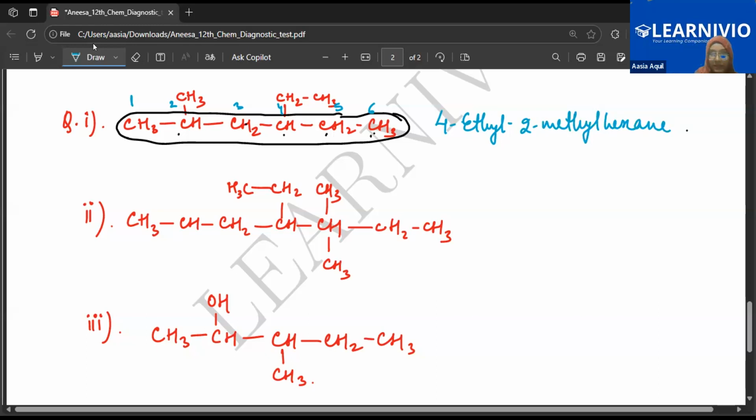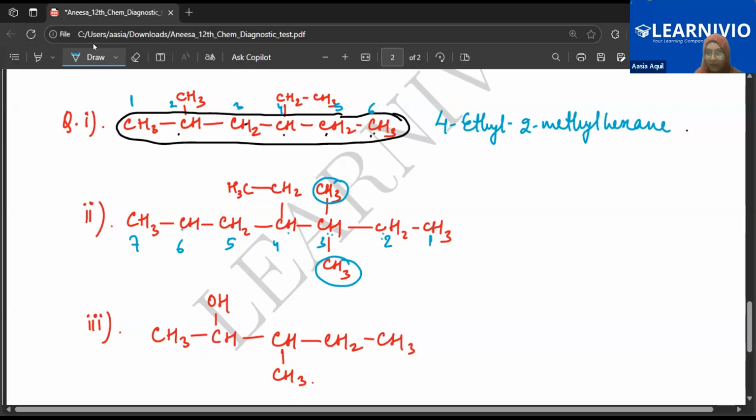Similarly, in this case, let's see 1, 2, 3, 4, 5, 6, 7. Obviously this is the longest chain. From the right side it will get the same numbers, 3, 3, and 4. You can see on the third position two methyl groups are attached. So you can't write it as an ethyl, because here the ethyl group is not attached, methyl groups are attached, one on the upper side and one on the lower side.